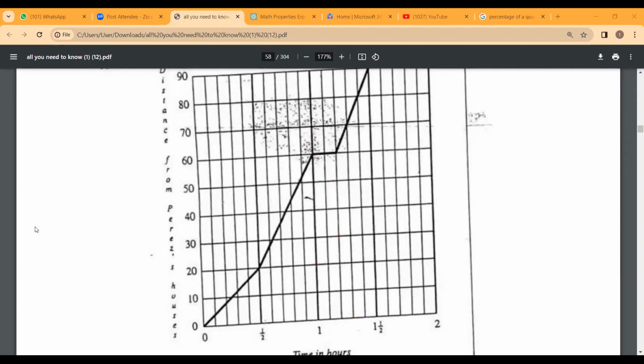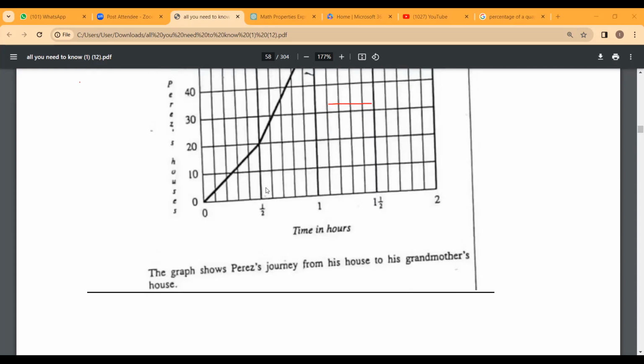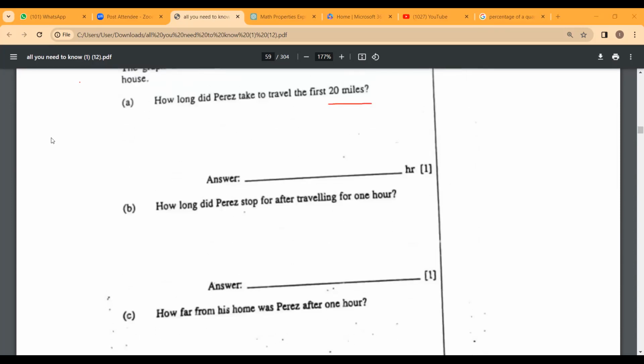Clear all drawings. That means that how long did Perez take to travel the first 20 miles? He took, what did we say for the first one? He took 30 minutes. So the answer for this one is 30. So we took half an hour. And then how long did Perez stop after traveling for 1 hour? He stopped for 6 minutes plus 6 minutes. It's going to be 12 minutes.